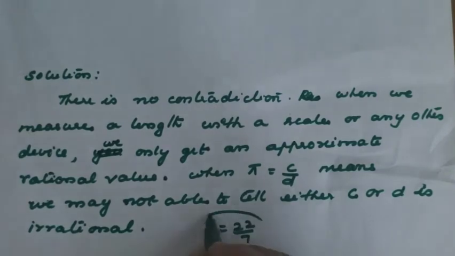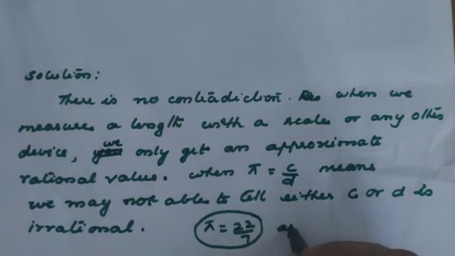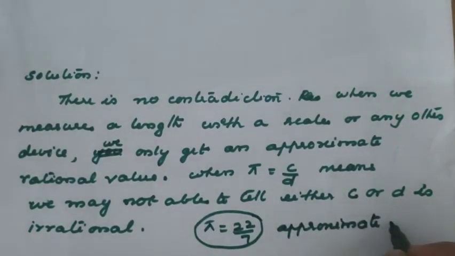This is only for calculation. It's an approximate value. That doesn't mean that pi is a rational number. Here pi equals c by d, so either c or d may be irrational.